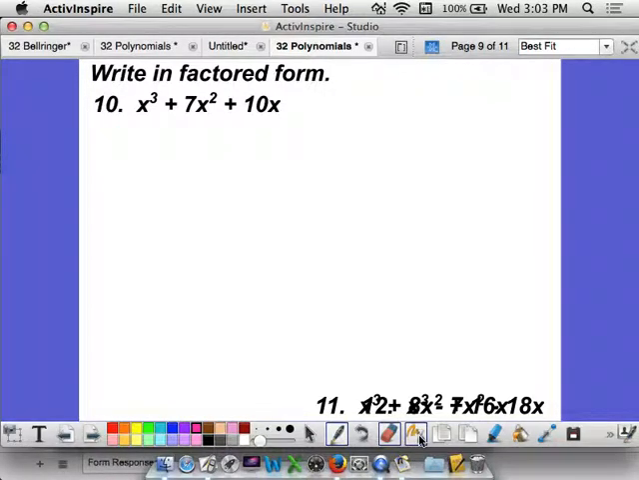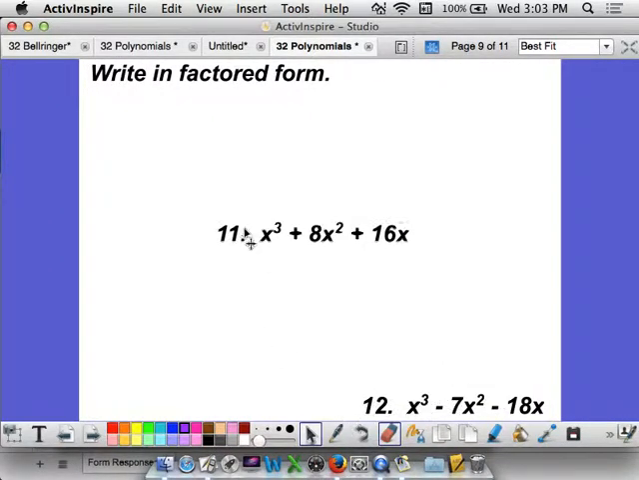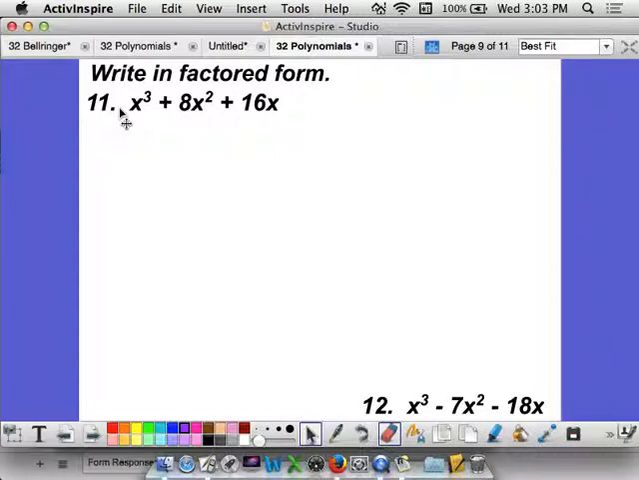Okay, number 11. Move 10. Pick up 11. Again, I want to see if I have a greatest common factor. I do have a greatest common factor. My greatest common factor is x. So I'm going to take out the x, and that leaves x squared plus 8x plus 16. I'm just going to make sure to check and see if I can factor. What are factors of 16 that add and give me 8? That would be 4 and 4, so I know I'll be able to factor that.